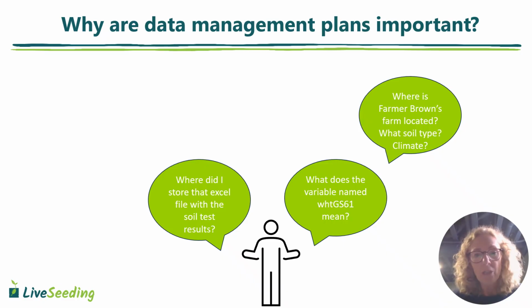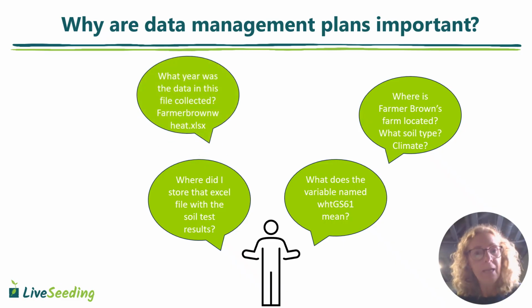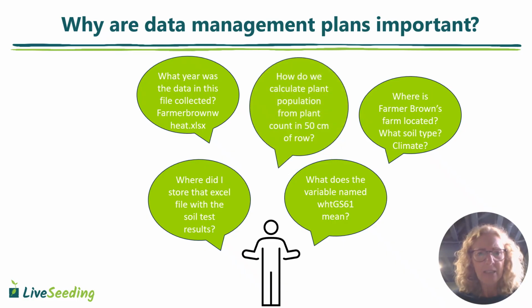No idea what WHTGS61 means. Where's the farm located? What's the soil type? What's the climate? Even a simple one like what year was the file collected? If you have a file named something like Farmer Brown wheat, which year was that data?